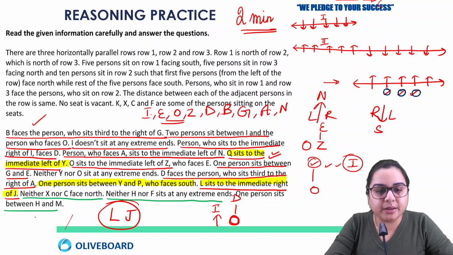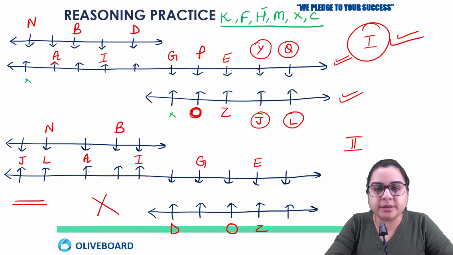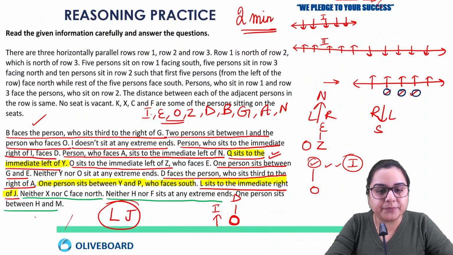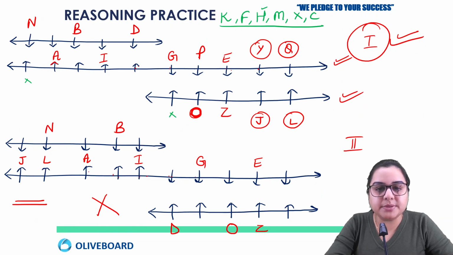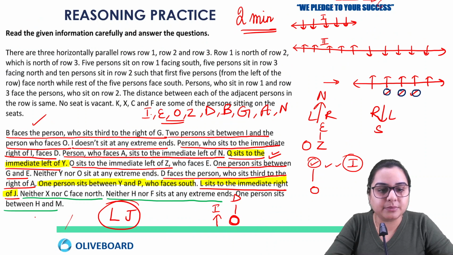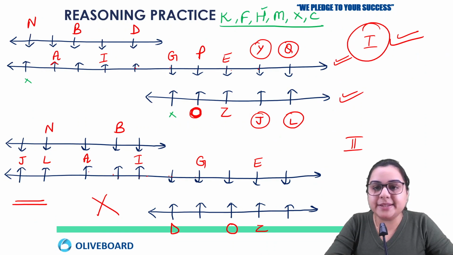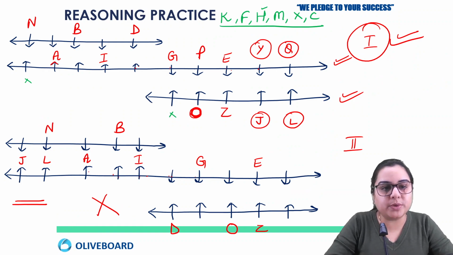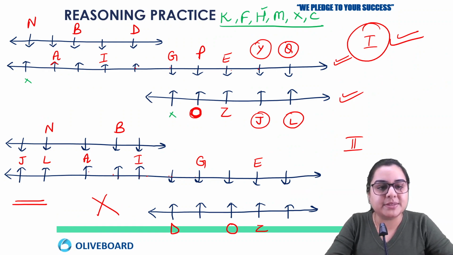Okay, neither Y nor O sits at extreme end. Now Y and O we have done. And there is one person who sits between H and M. This also we have to follow. So X and C faces south. So with this, what we understand is that X and C faces south.